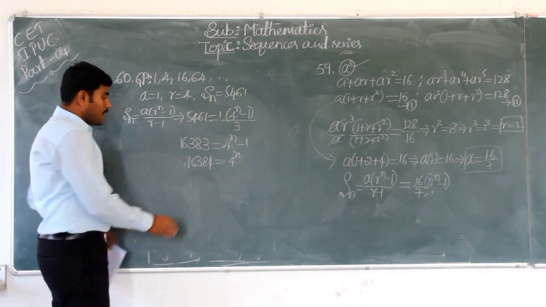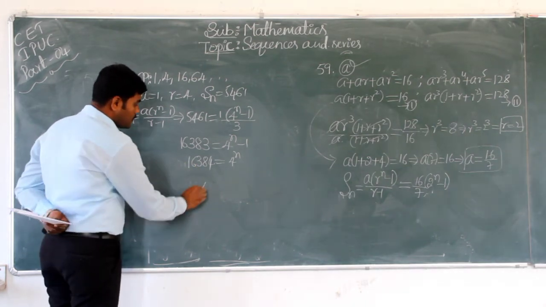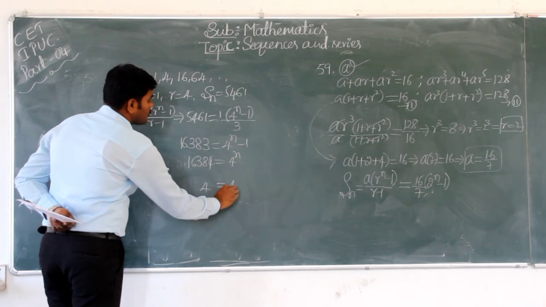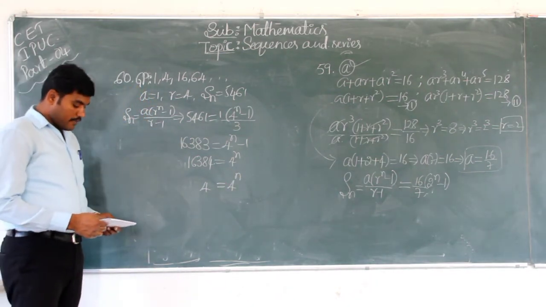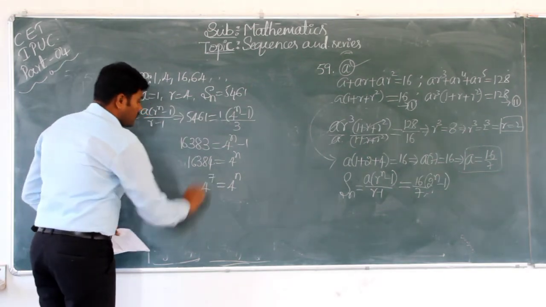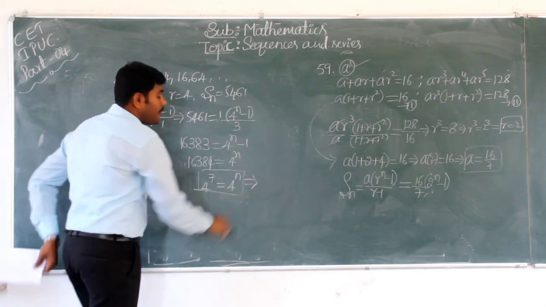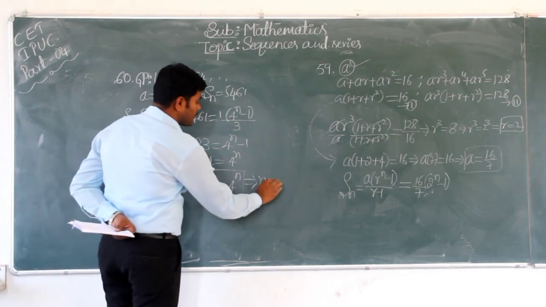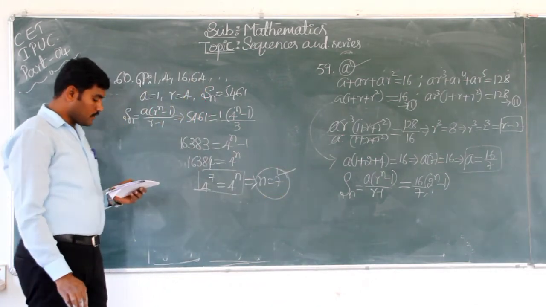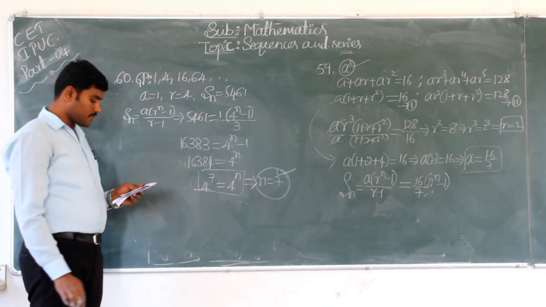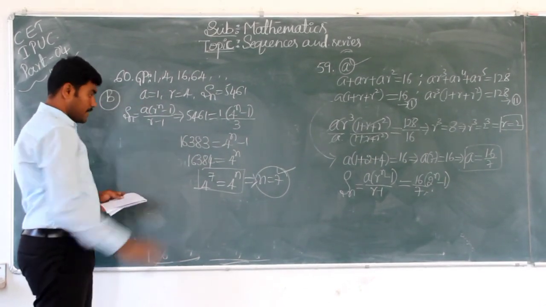See again, what power of 4 should I write so that I can get 16,384? 4 to the power of... If I write the power as 7 for the number 4, we get 16,384. Now compare the powers on both sides, n becomes 7. Now look at the options. Option A is 6, B is 7, C is 8, D is 9. Option B is the correct answer.